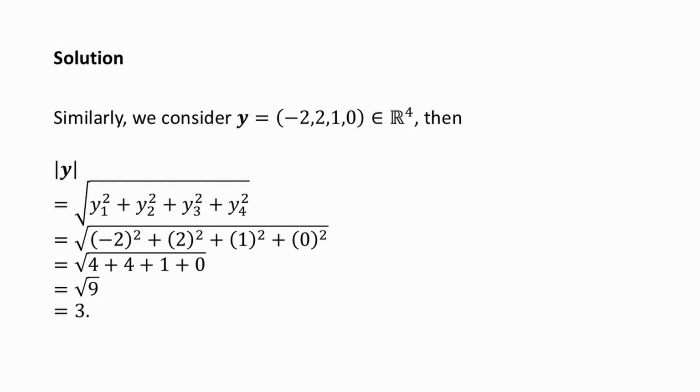Similarly, we consider y equals (-2, 2, 1, 0), which is an element of R^4. Then the norm of y equals the square root of y1 squared plus y2 squared plus y3 squared plus y4 squared, which equals the square root of (-2) squared plus 2 squared plus 1 squared plus 0 squared, which equals the square root of 4 plus 4 plus 1 plus 0, which equals the square root of 9. But since we already talked about the norm being non-negative, we discard the -3 and the only answer is 3.